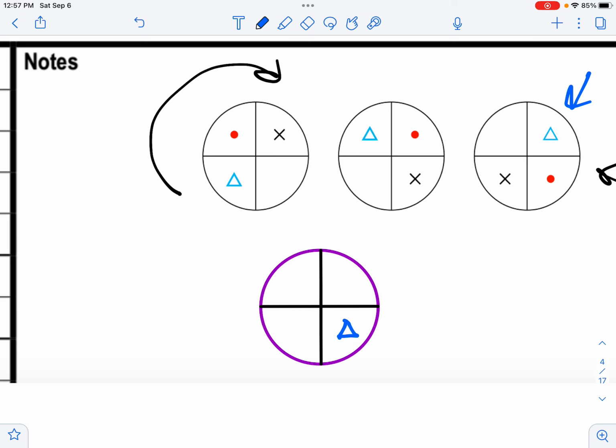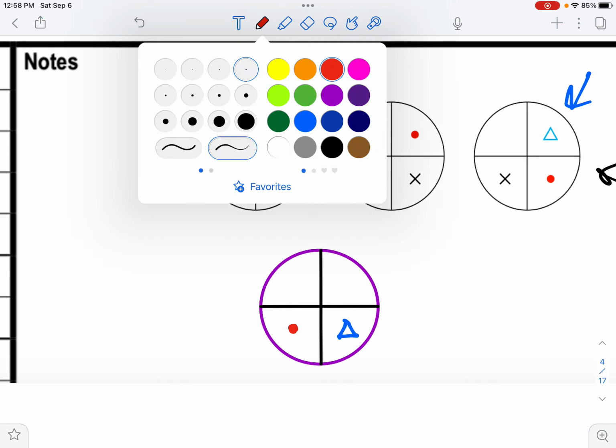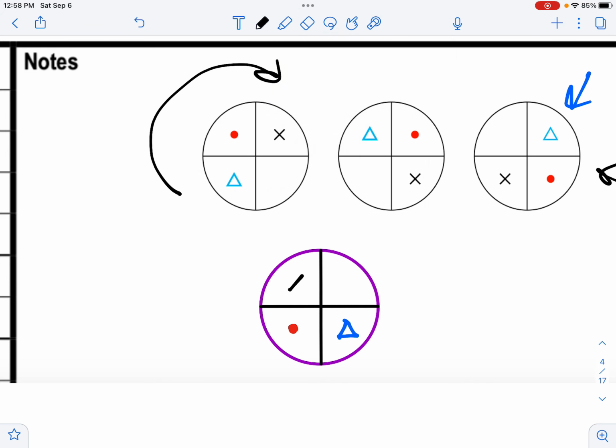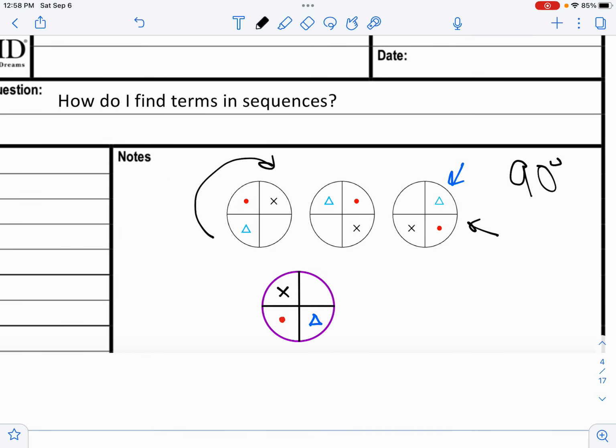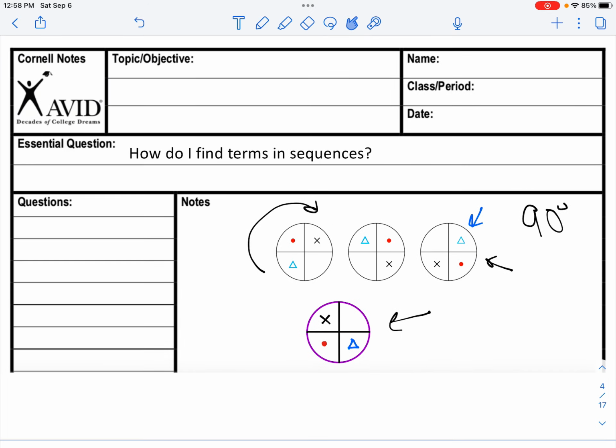And then the dot moves to this space, and the X right here. So I want to find the next term in the sequence. It would be this. And that's all sequences are. And we're going to use our skills to find the next terms in different varieties of sequences.